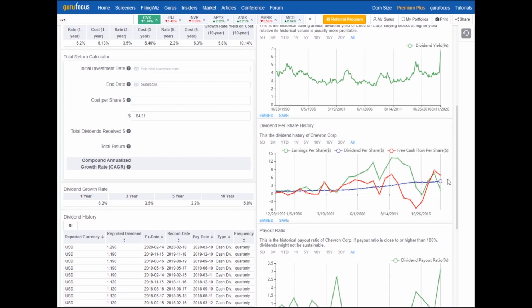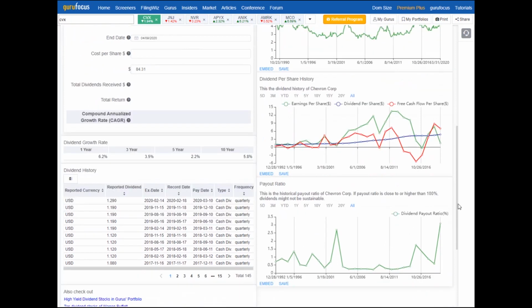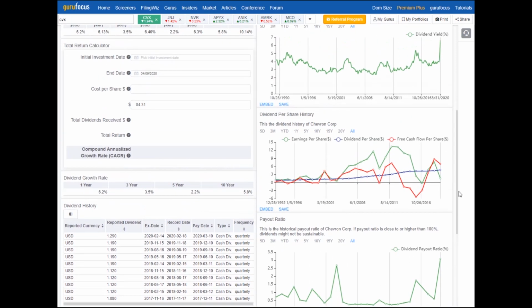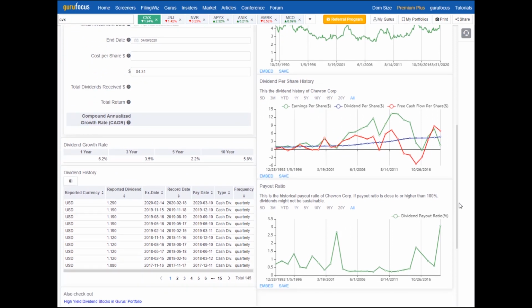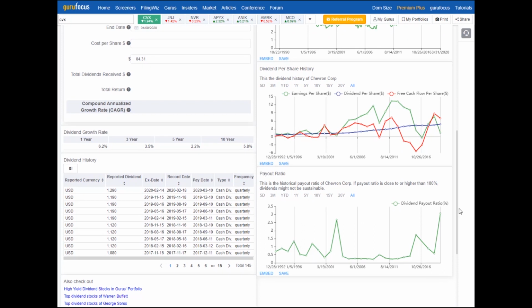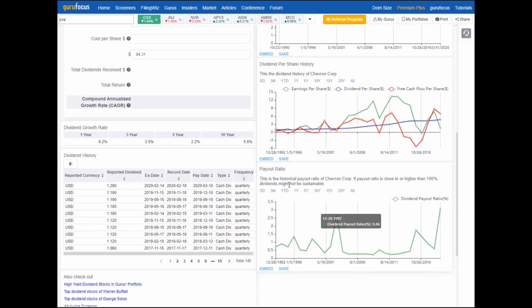So at this point, we don't know if the dividend of Chevron will be safe if the oil price stays low for much longer. We don't know. And this is the dividend payout ratio. You want to make sure that this dividend payout ratio is below one. And currently it's much higher than one, like three. In this way, the dividend may not be safe.